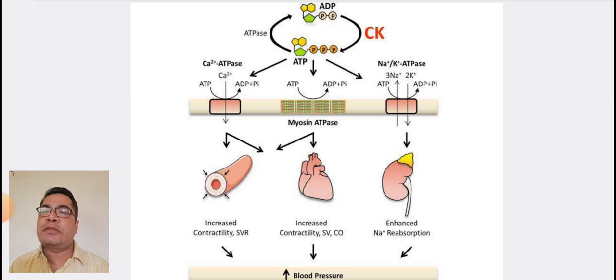In this diagram, we can see that creatine kinase helps the generation of ATP. This ATP has three functions: sodium potassium ATPase in the kidney, myosin ATPase in the heart, and calcium ATPase in the muscle.